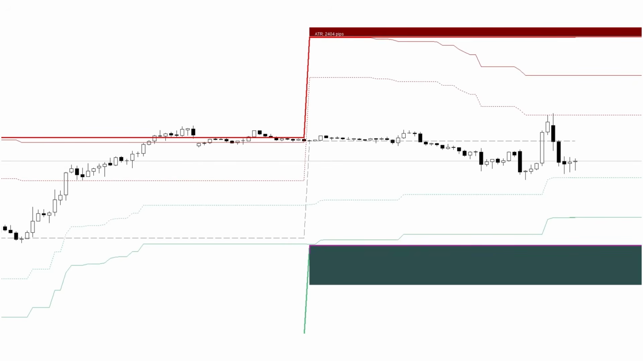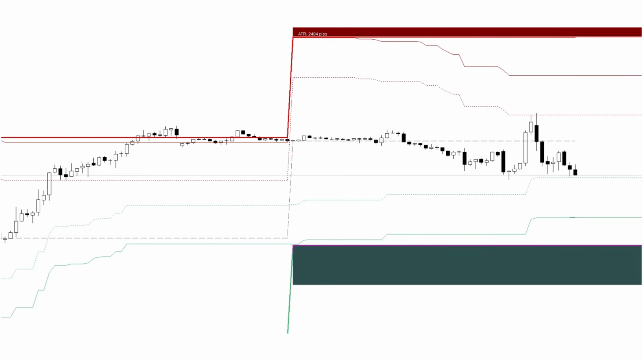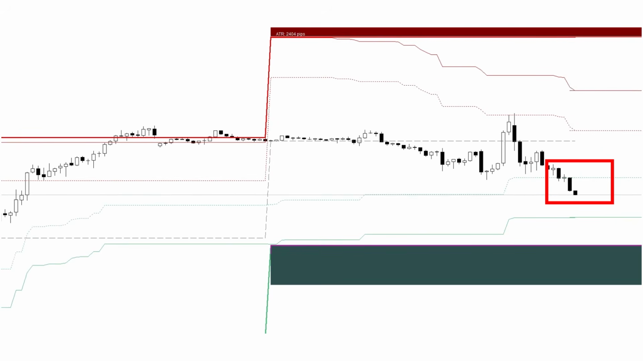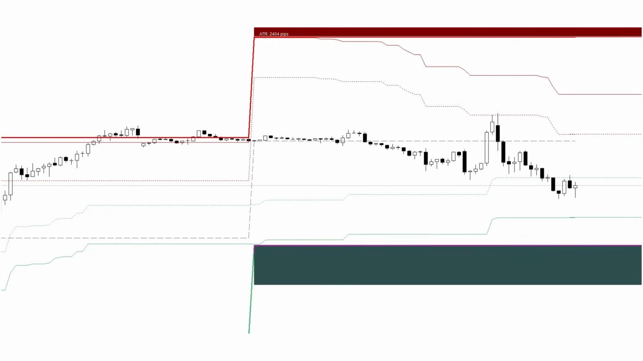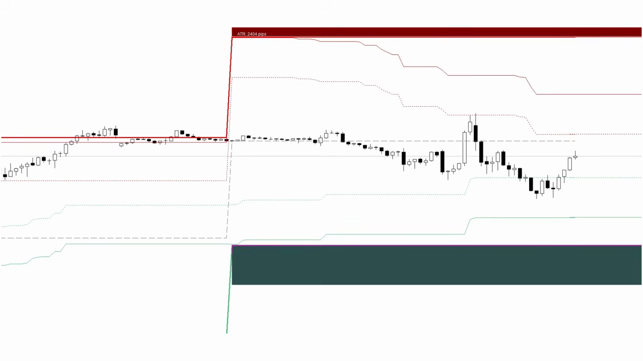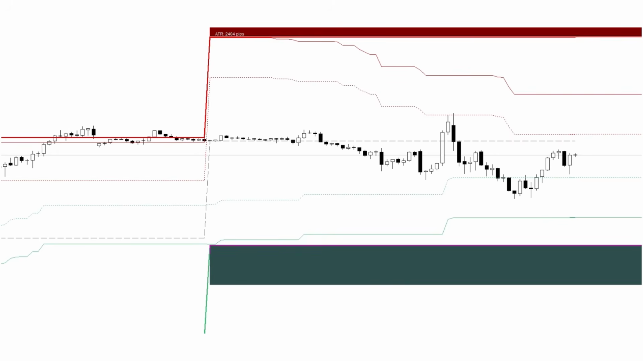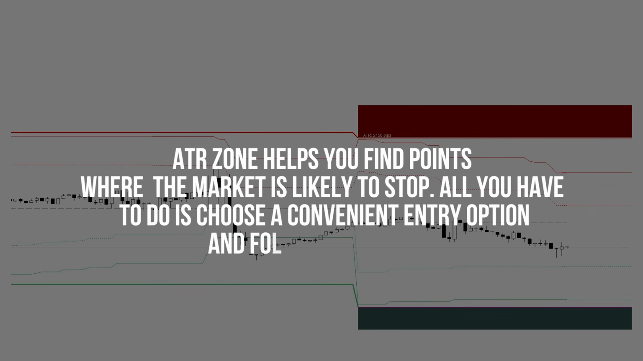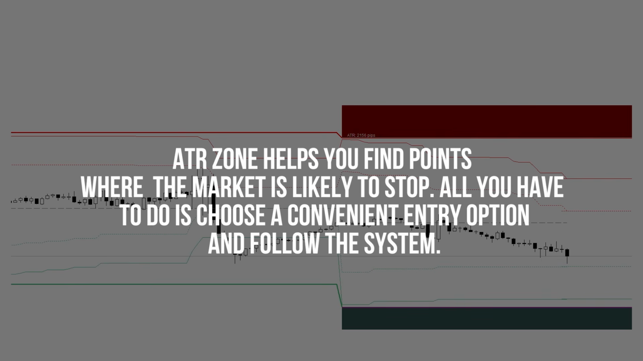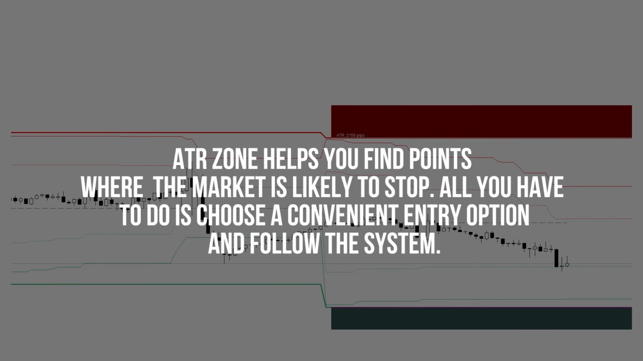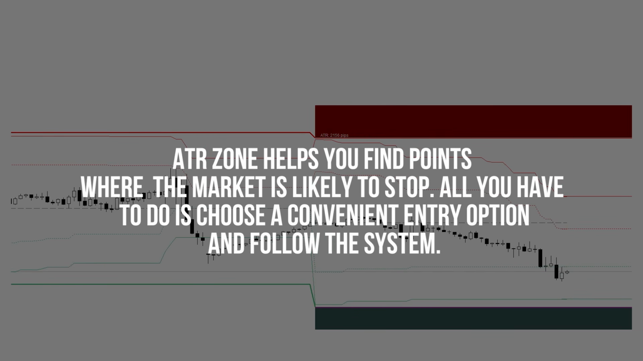Now, let's see how the movement develops. The price bounces off the level and goes in our direction. Eventually, we reach take profit, and the trade closes with a profit. ATR Zone helps to find points where the market is likely to stop. All that remains is to choose a convenient entry option and follow the system.